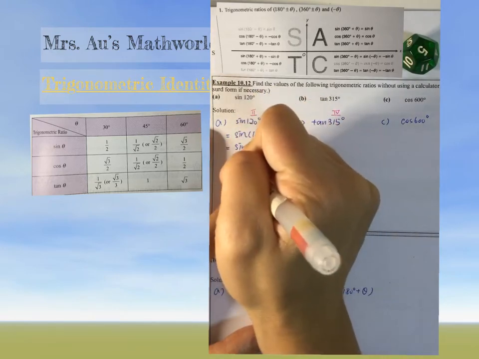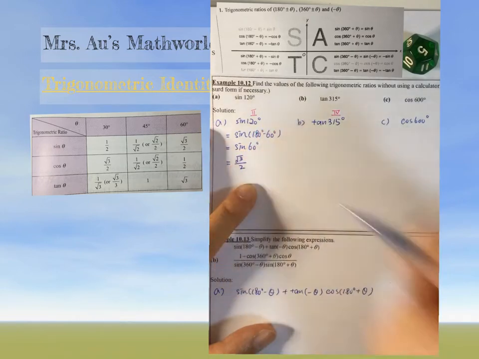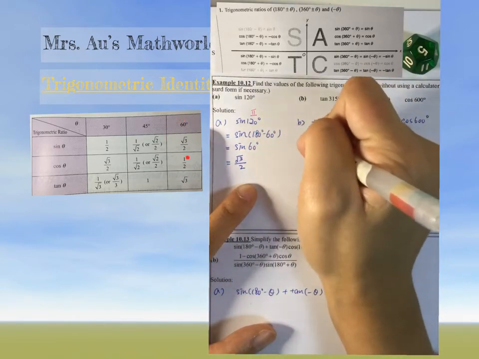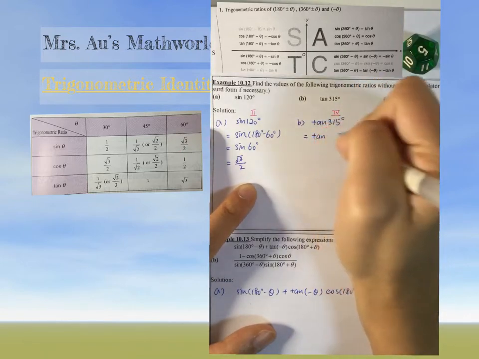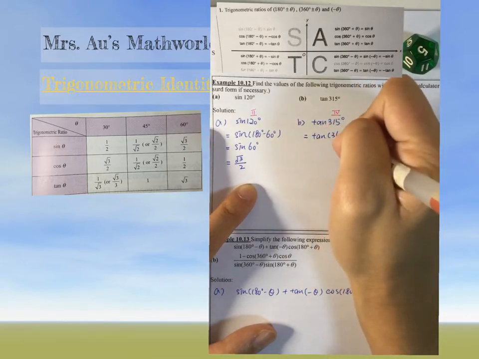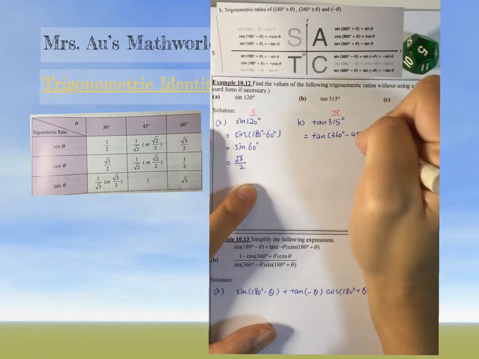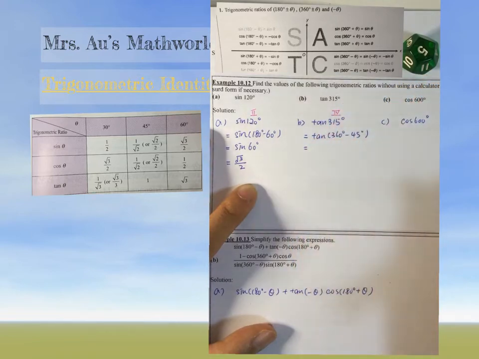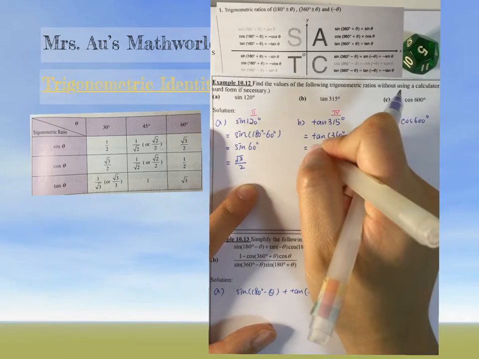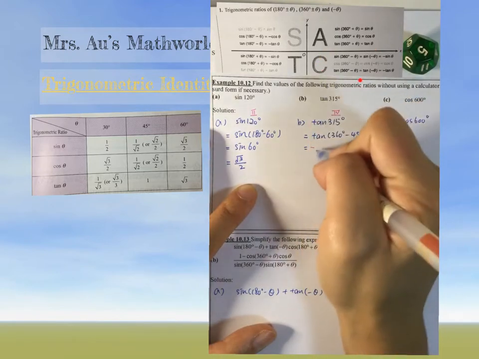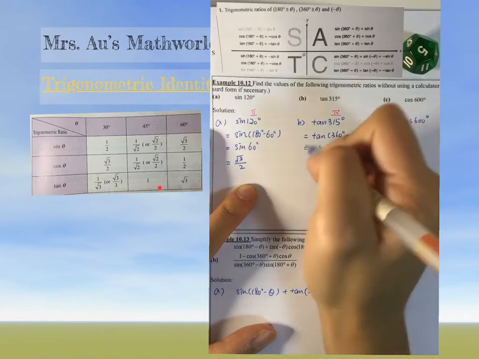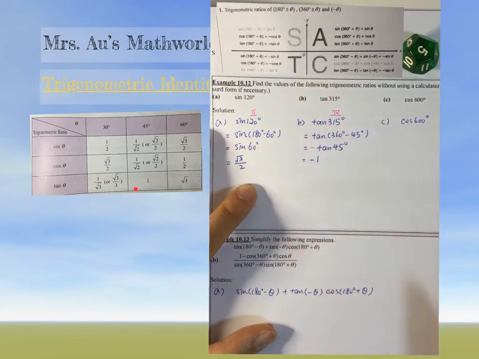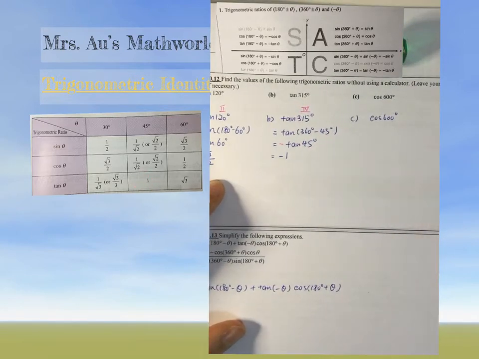So calculate one by one. Sine 60 degrees will be equal to square root 3 over 2. So we do it similarly for the rest. Okay. So 315 degrees, change it to acute first. It is quadrant 4, so you need to add a negative. It becomes tangent 45 degrees, so it equals 1, and put back the negative.